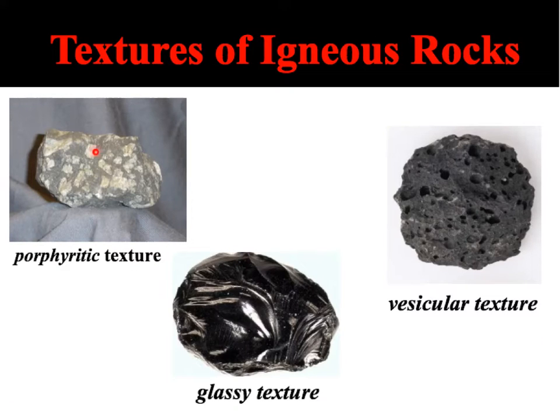So here's that porphyritic. You can see you got large, big crystals, areas of large, big crystals, and then very, very fine crystals in between. Looks like there's large crystals inside this chunk of basalt here.